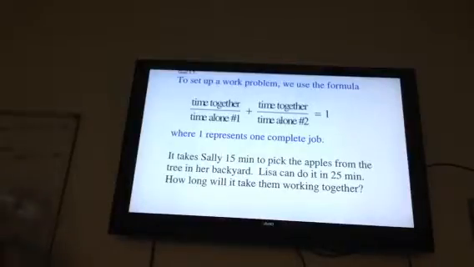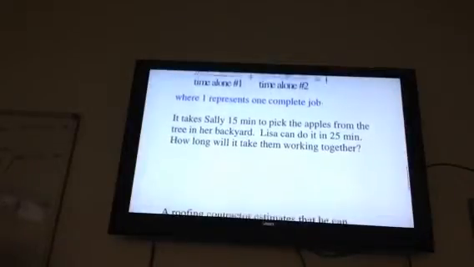But in the end, it's always going to equal 1, as in one complete job, because each of the fractions represents the fraction of the job that an individual or a machine is doing. They're all doing a part of the job, so all their parts add up to 1. If you know this formula and have it memorized, then it's a really simple process. I will show you.